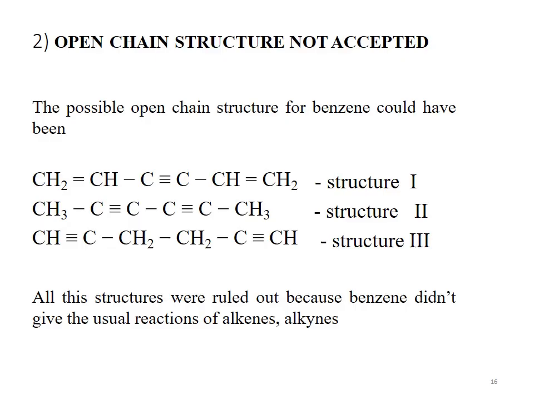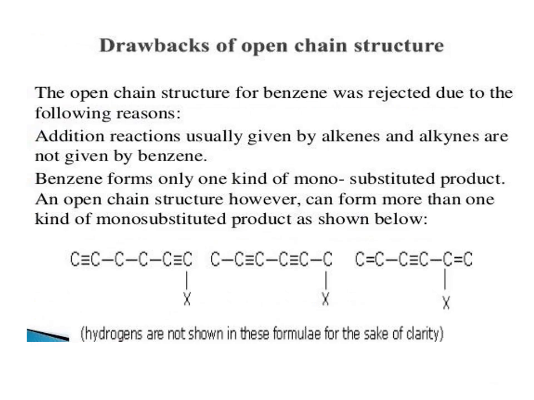Second one, open chain structure not accepted. These are the possible open chain structures of benzene, but they are not possible, for example CH2=CH, then structures 1, 2 and 3. All these structures were ruled out because benzene didn't give the usual reactions like alkenes and alkynes. Some drawbacks of the open chain structure: addition reactions usually given by alkenes and alkynes are not given by benzene. The open chain structure of benzene is rejected because benzene forms only one kind of monosubstituted product. An open chain structure, however, can form more than one kind of monosubstituted product.